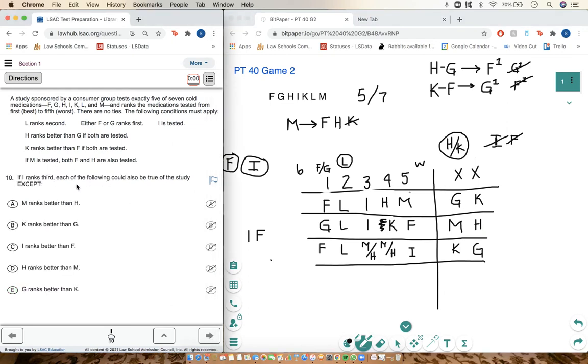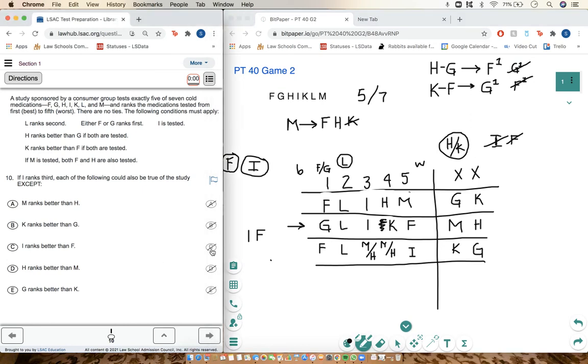Next, if I ranks third, each of the following could be true of the study except. So we do have two combinations where I ranks third, right? They're looking for something that must be false. They're looking for something that can't be true, right? So let's cross out everything that could be true. M ranks better than H. We don't know. We're not sure, so we can leave that one open. K ranks better than G. We don't know whether K can rank better than G, right? So I would leave that one open. I ranks better than F. That can definitely happen, right? In this combination over here, we have an example where I ranks better than F.